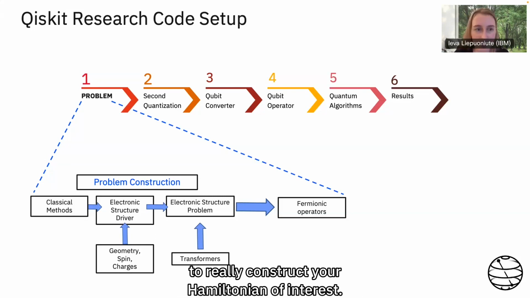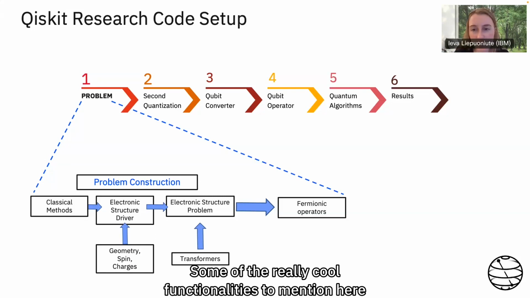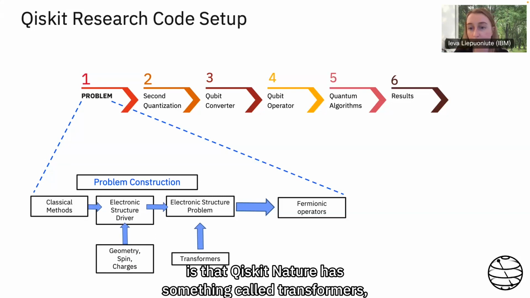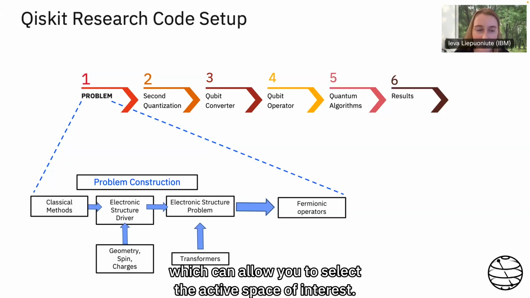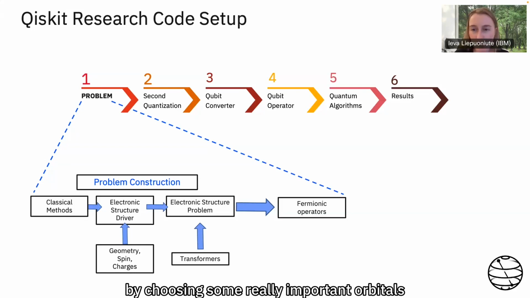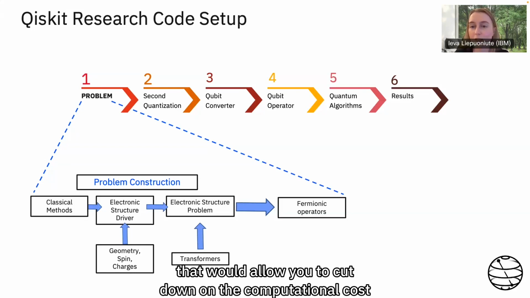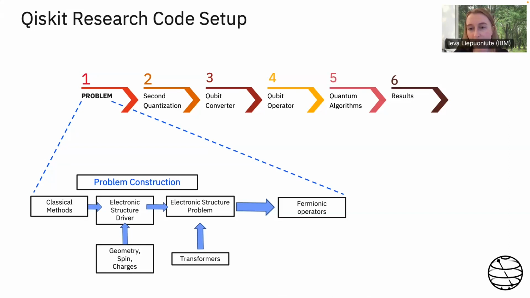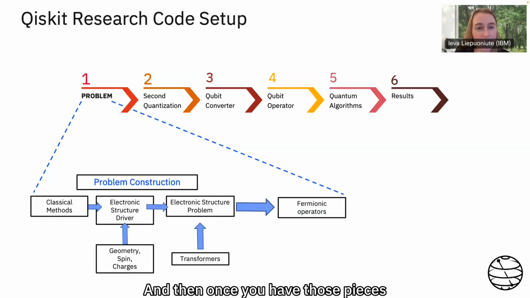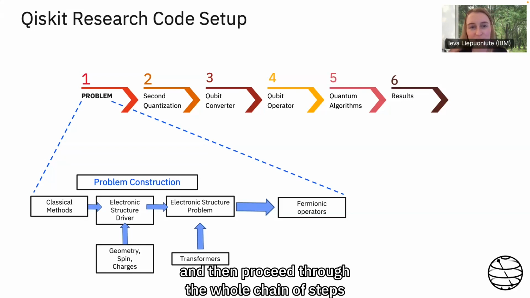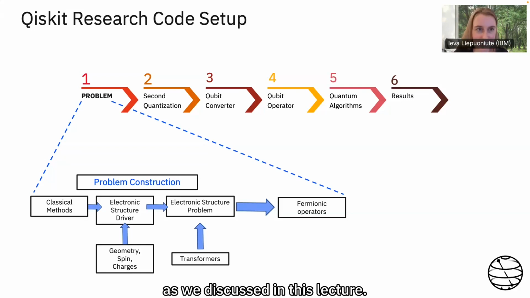your Hamiltonian of interest. Some of the really cool functionalities to mention here is that Qiskit Nature has something called transformers, which can allow you to select the active space of interest. That means choosing some really important orbitals that would allow you to cut down on the computational cost and really maximize your efficiency. And then once you have those pieces and components all together, you can set up your fermionic Hamiltonian in terms of fermionic operators, and then proceed through the whole chain of steps as we discussed in this lecture.